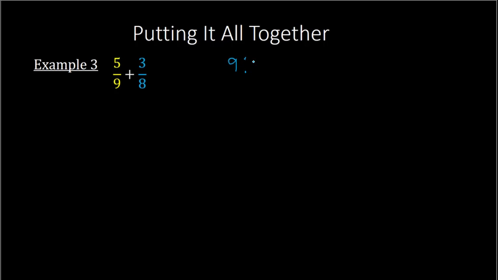9, you can factor down as 3 times 3. 8, we can factor down. We would have 4 times 2. 4 can break down further as 2 times 2. So 8 we can write as a product of 3 2's.